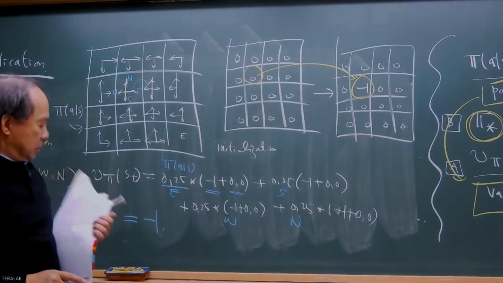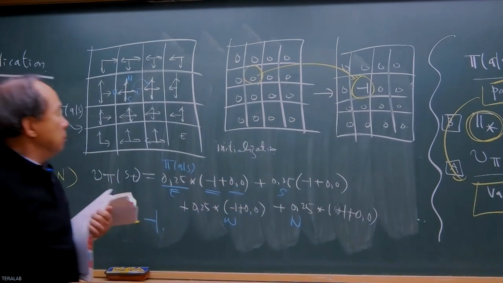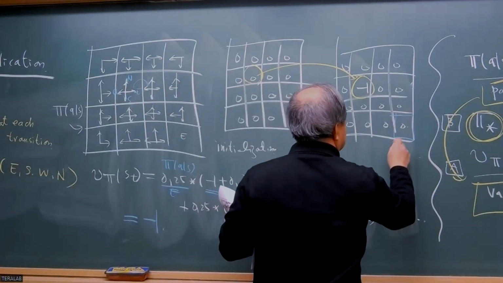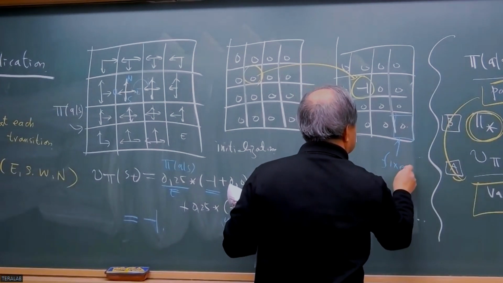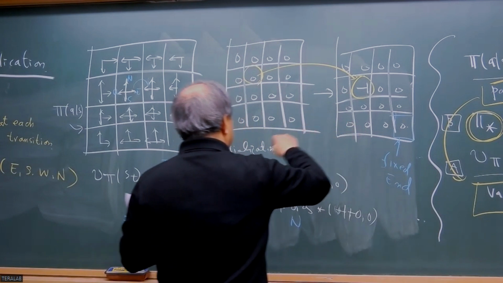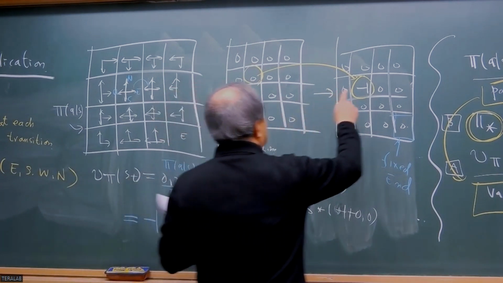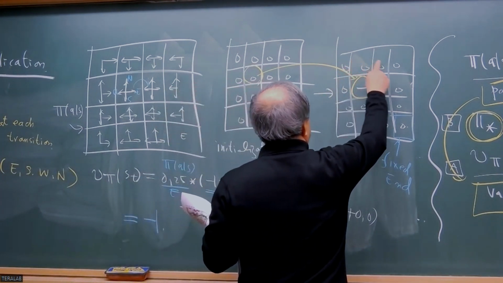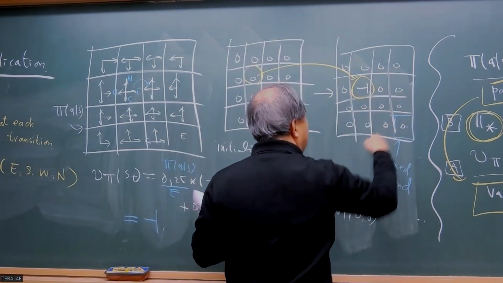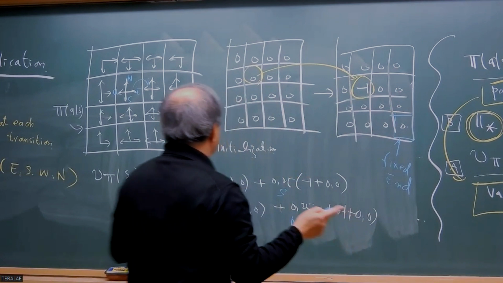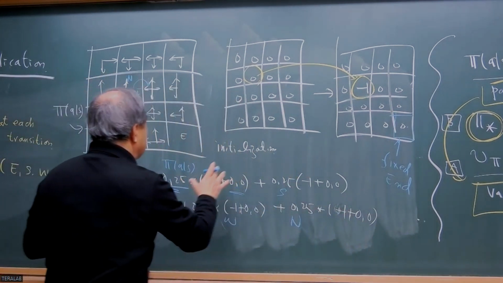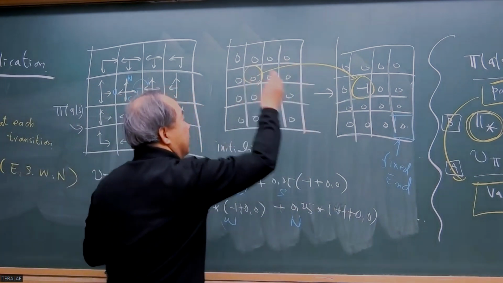But however, this one is fixed because this is the end. So we repeat S0, S1, S2, Sn, and this value will be updated. And then once it is updated, we apply the Bellman equation again and again.